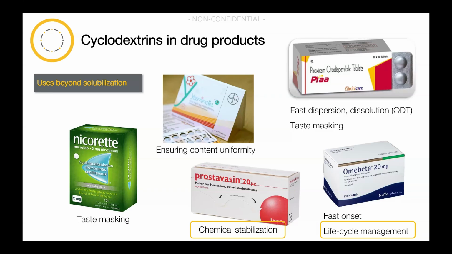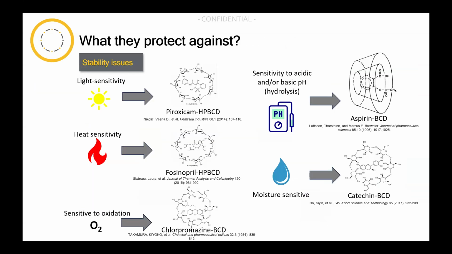However, chemical stabilization and life cycle management are very nice examples for parenteral formulations as well. So what can be the issue with the stability? The light, the heat, the oxidation, the different pH, and the moisture can all degrade the APIs, and using cyclodextrins in a proper way, if you incorporate the API in the cyclodextrin cavity, it can increase the stability by simply protecting the API from these effects. And there are very nice examples here for this.